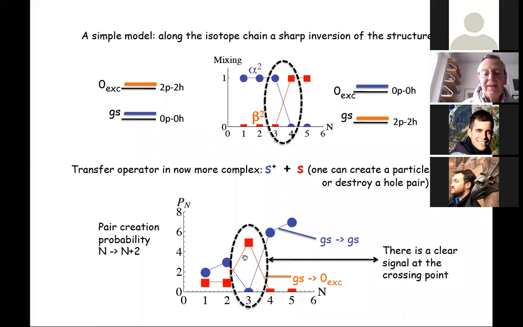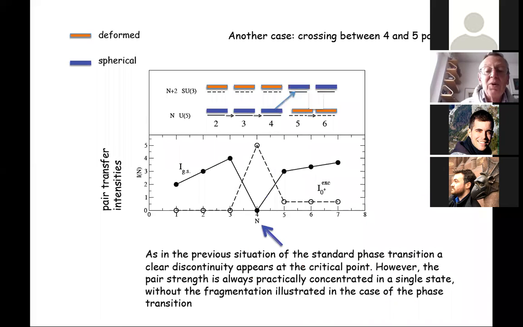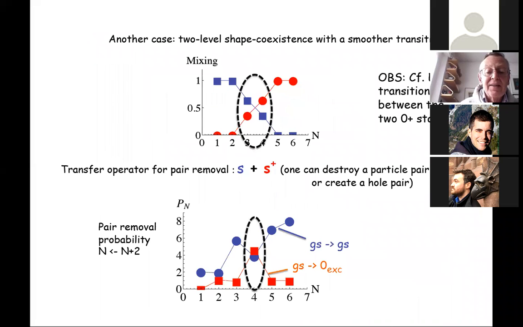As you can see, the signal seems to be very similar to the signal that we were having in the normal case of shape phase transition. So this simple model seems to show that shape coexistence, in the case of crossing of the two configurations, gives rise to something that apparently looks like a shape phase transition. Let's go into a more complicated case.